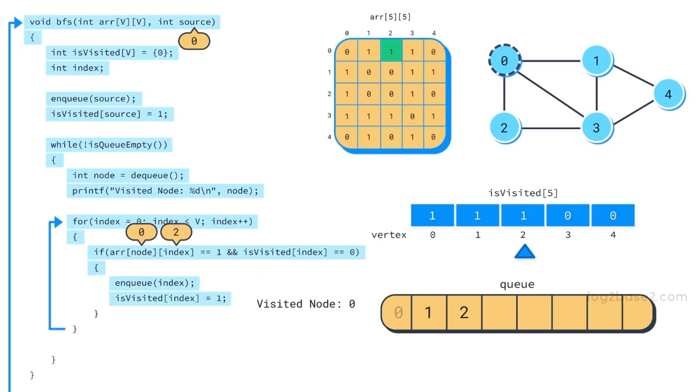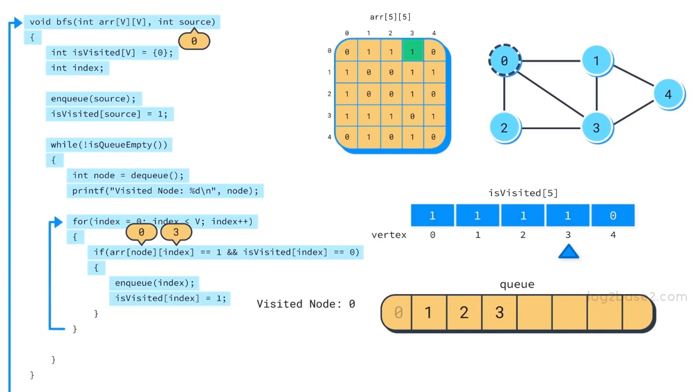Now in the next iteration, index is equal to 3 and ARR of 0, 3 equal to 1 and isVisited of 3 is equal to 0. That is, 3 is not visited yet and it is a neighbor of 0. So we have to insert it into the queue and make it visited. So isVisited of 3 is equal to 1 now.